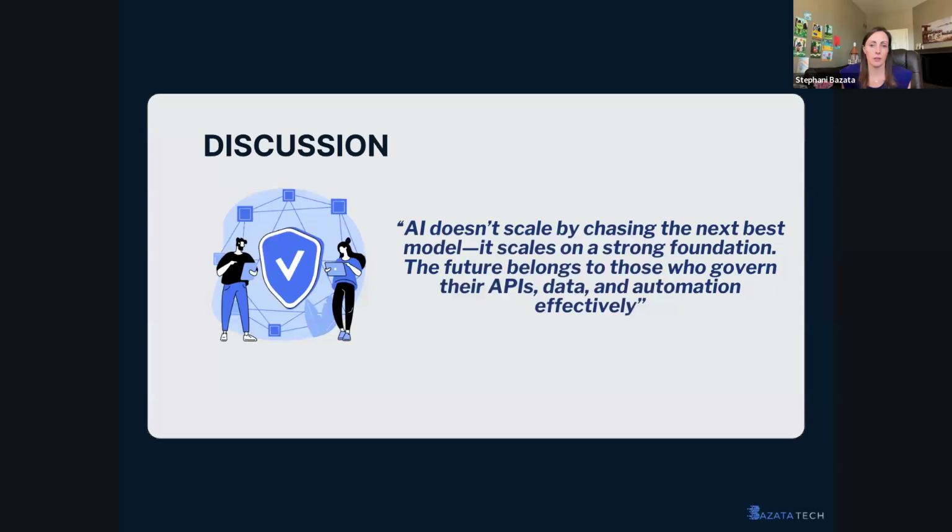Because if we started just building, we wouldn't have been able to scale, because people wouldn't be able to discover what APIs existed. We'd end up with duplicates. There's lots of things that go into it.